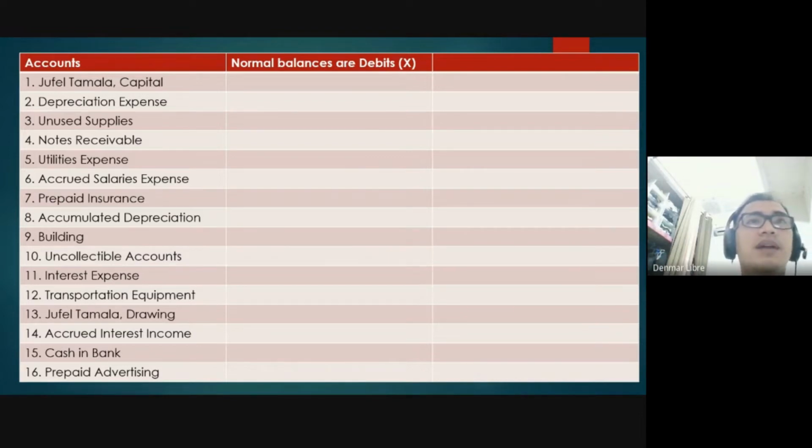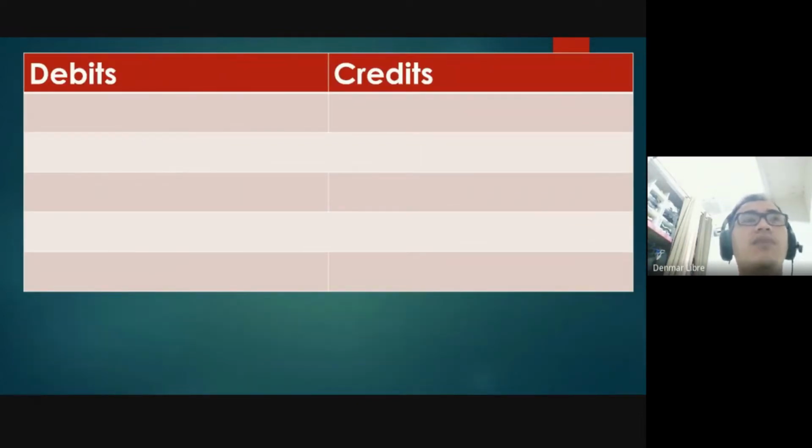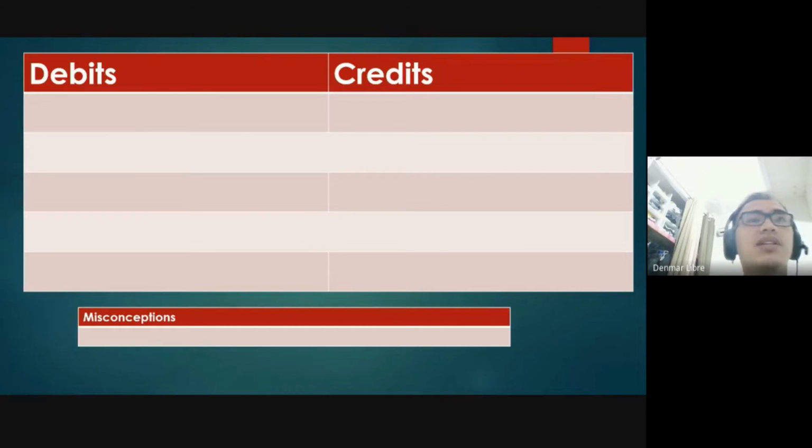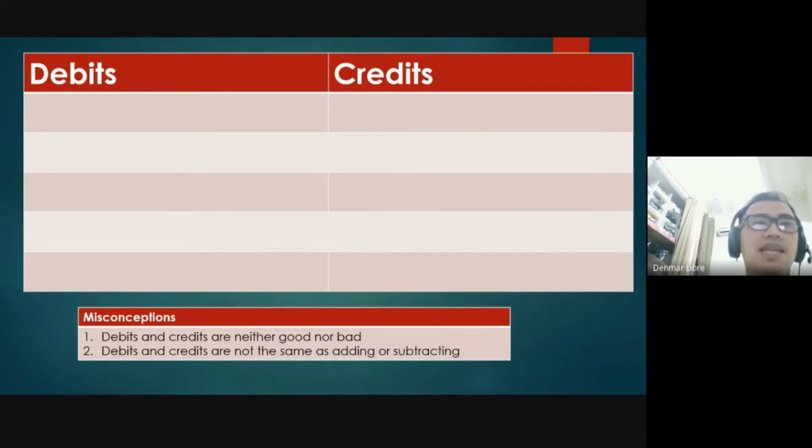Before we answer this problem, let us first define normal balances together with the terms debits and credits. But before we continue, let us first lay down the foundation about misconceptions about the terms debits and credits. First, debits and credits are neither good nor bad. Second, debits and credits are not the same as adding or subtracting. So what do we really mean by the terms debits and credits?